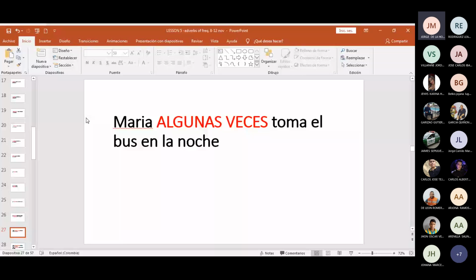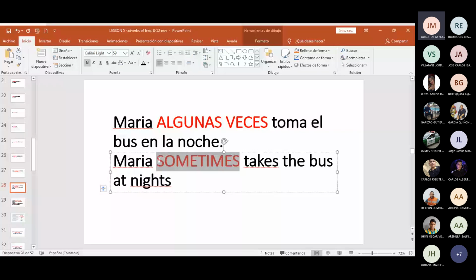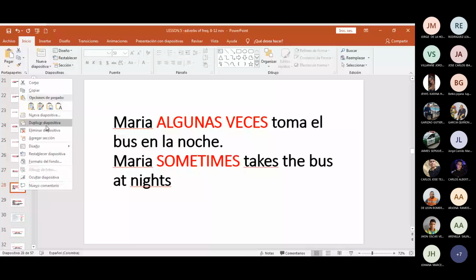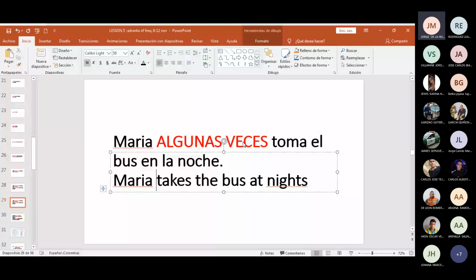How do you say María algunas veces toma el bus en la noche? Students? Algunas veces in English? Sometimes Maria takes the bus at night. Okay. Student, remember that you can say Maria sometimes takes the bus at night. Yes, but students, the Americans don't say it this way. The Americans eliminate this and they put it at the beginning. ¿Por qué? Porque esa es la forma como ellos utilizan el sometimes. So they say, sometimes Maria takes the bus at night.